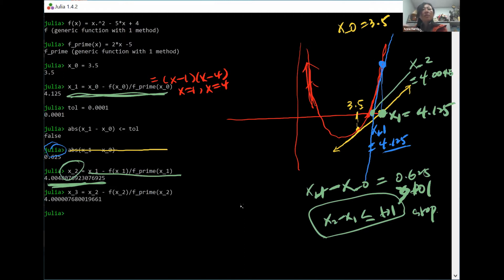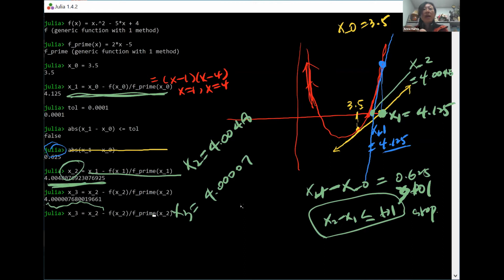So there's another number, 4.00 something, that's X3. And X2 is 4.0048. Are you following me? I want to know X4, what do I do? Changing everything to the one bigger number now.